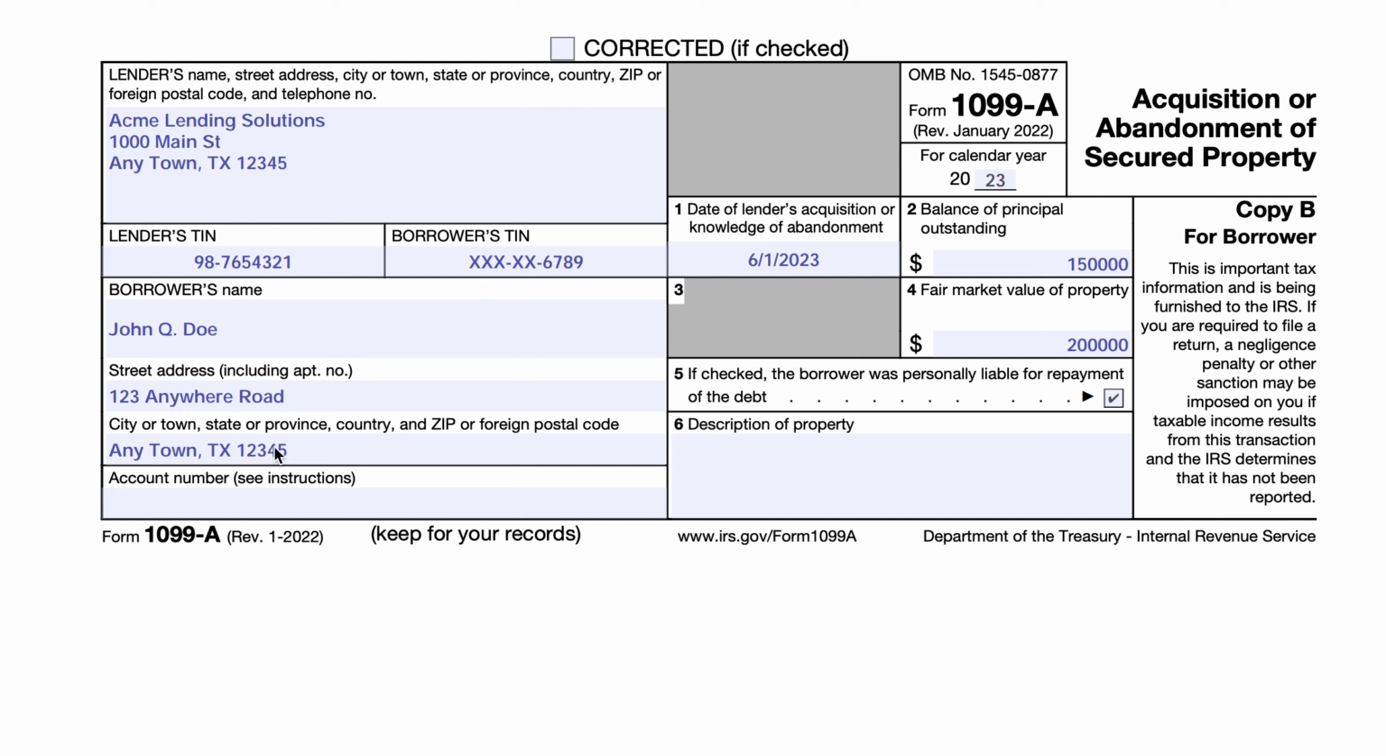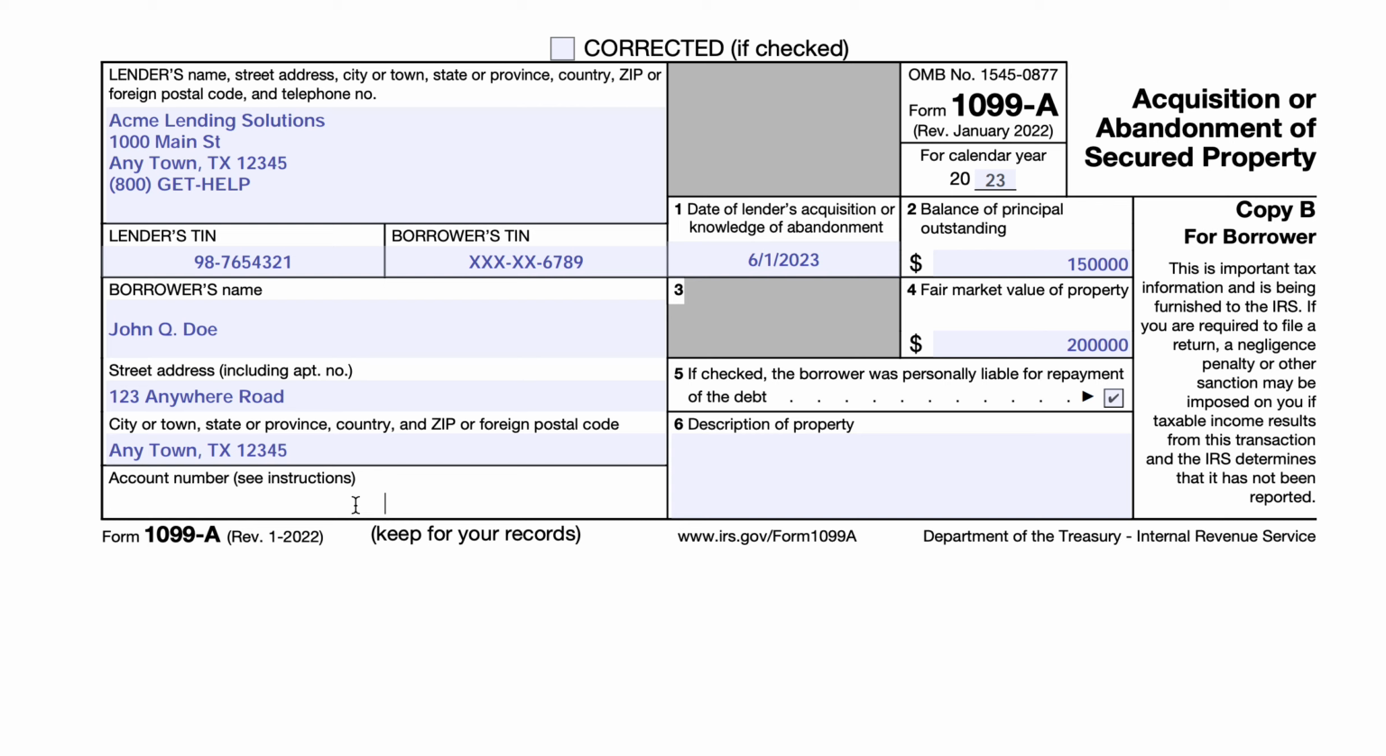So we've got John Doe's contact information, his street address. Acme Lending Solutions would normally enter their phone number. So let's get their phone number in there. And if they add an account number, such as some sort of a banking account number, you might see that under the account number field, but there's no practical purpose. There's no tax impact if they don't have that.